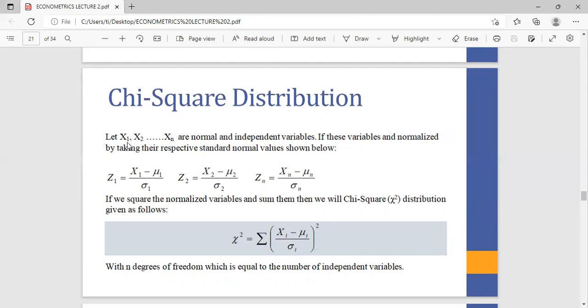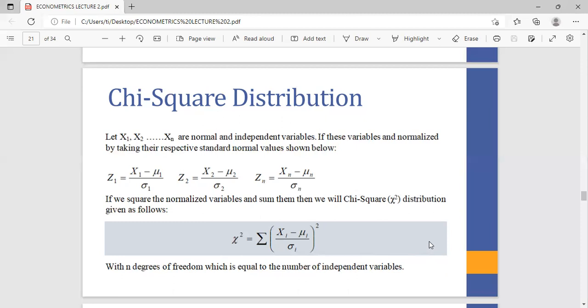So starting from here, x1, x2, and xn are normal and independent variables. If they are normalized, and finally we find the summation of the squares of these, then it will give you a chi-square distribution. This is a chi-square distribution with n degrees of freedom, which is equal to the number of independent variables.